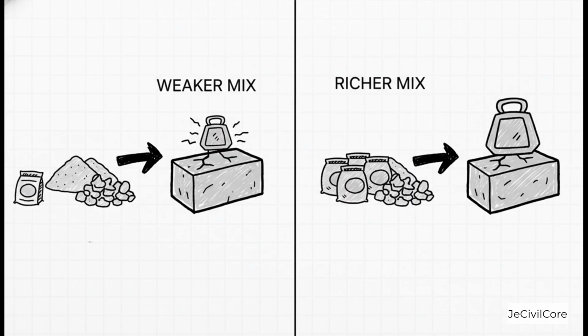And this is the key takeaway from that table. The richer the mix, meaning the more cement you have compared to the sand and gravel, like in an M25 mix, the stronger the concrete will be. It's simple, really. More of that cement glue means a stronger final product.